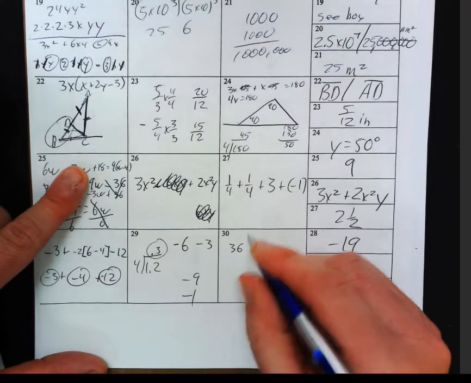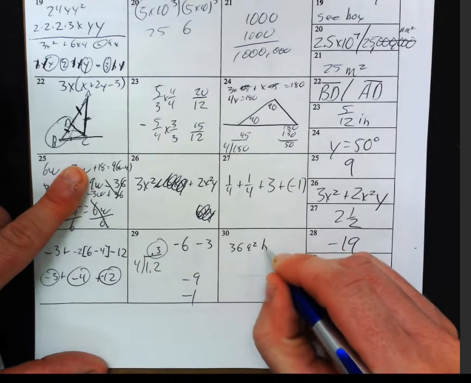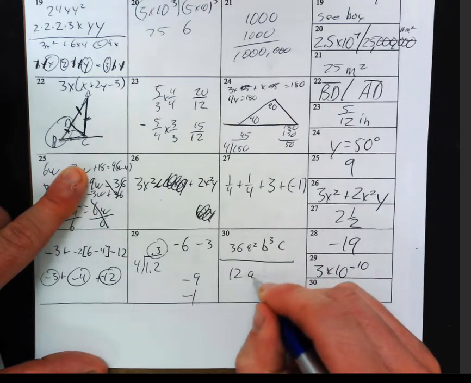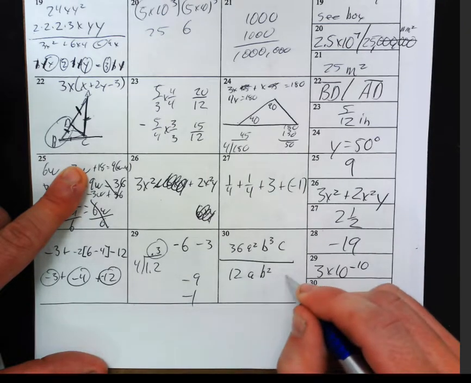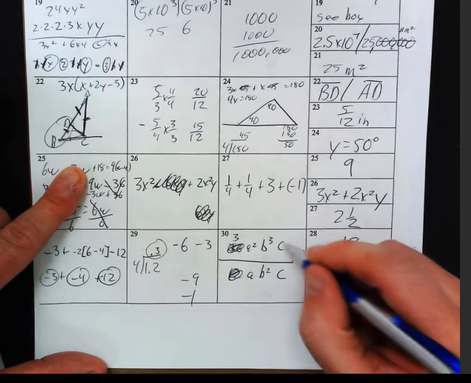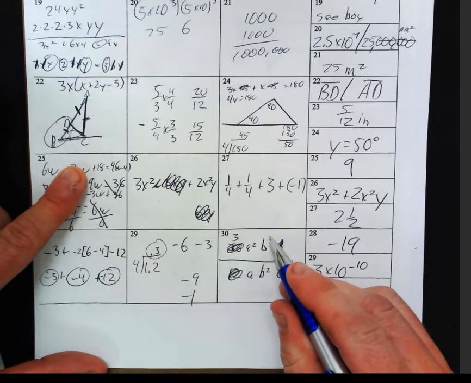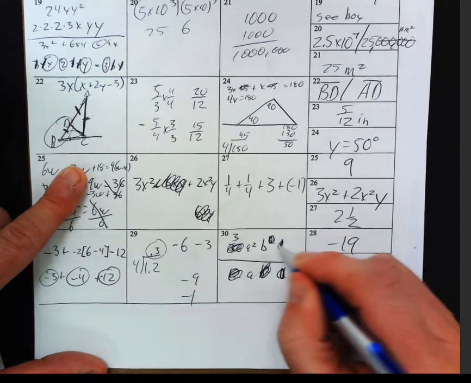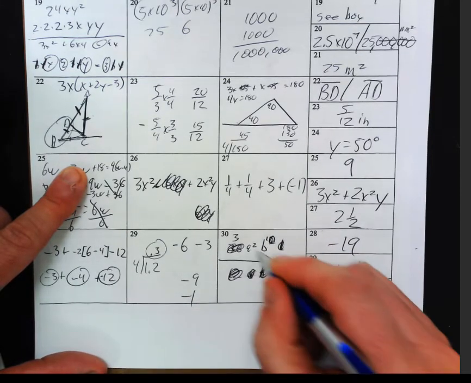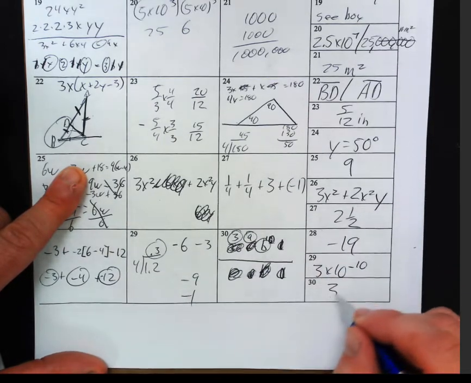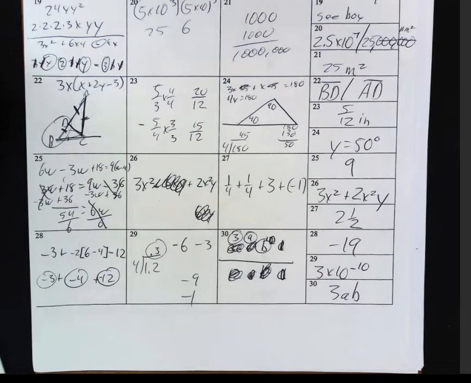And last but not least, number 30. I have 36 A squared B cubed C over 12 A B squared C. 12 goes into 36 3 times. C on the top, C on the bottom. 3 B's minus 2 B's. 2 B's are gone. There's only 1 B left. 1A is gone. 1A is left. So I have 3AB. 3AB. Awesome. Lesson 117 done.